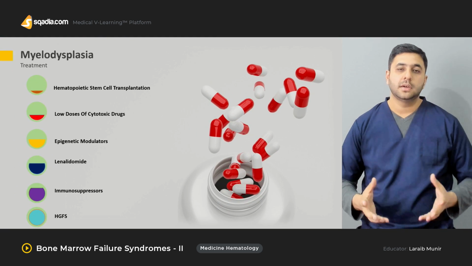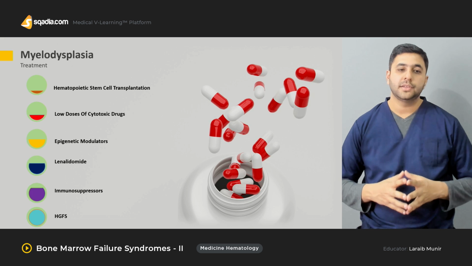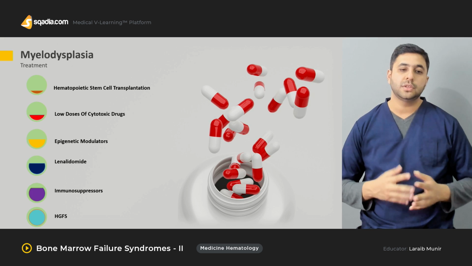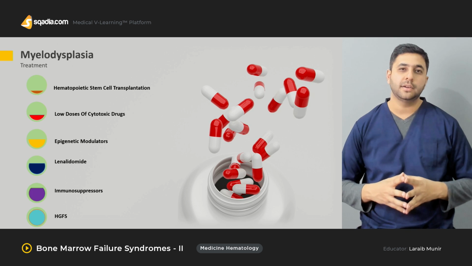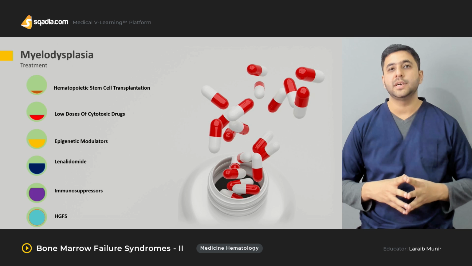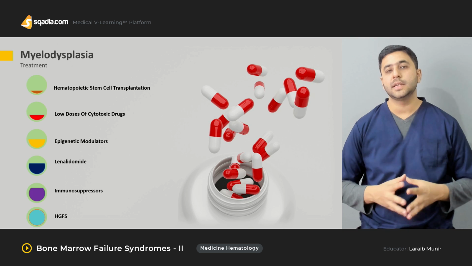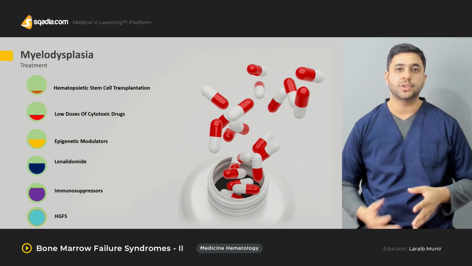Moving forwards, we are going to discuss the treatment options which we have in these patients. What are the definitive treatment options? And if we have a patient who is not fit to undergo these definitive treatment options, what are the other things which we can do to halt the progression of the disease?